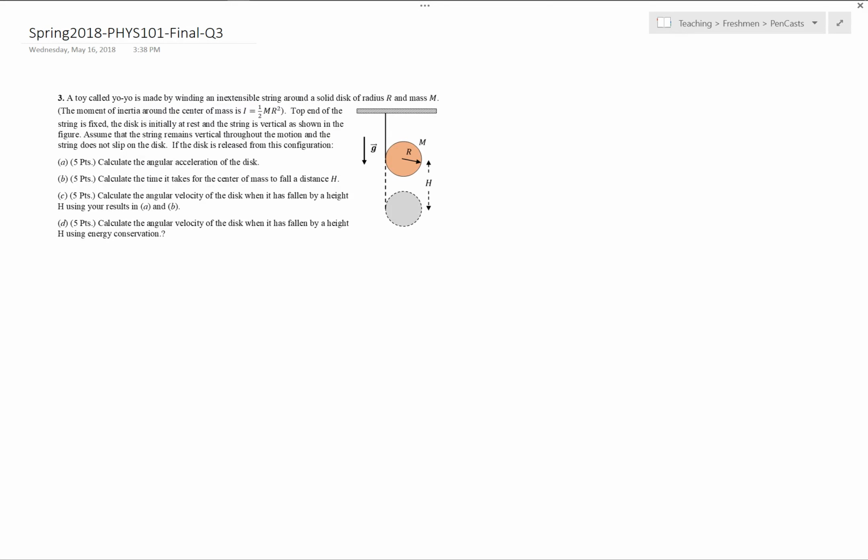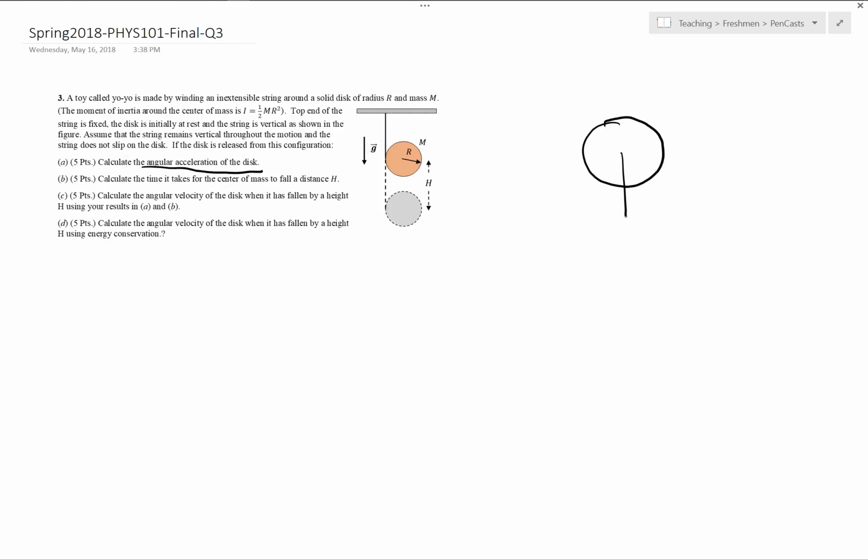Okay, so this is the third question of the Physics 101 final in the spring 2018 semester, where we are asked to consider a yo-yo which is tied to a string and it's falling down. The first thing we have to calculate is the angular acceleration of the disk. Let's look at the free body diagram.